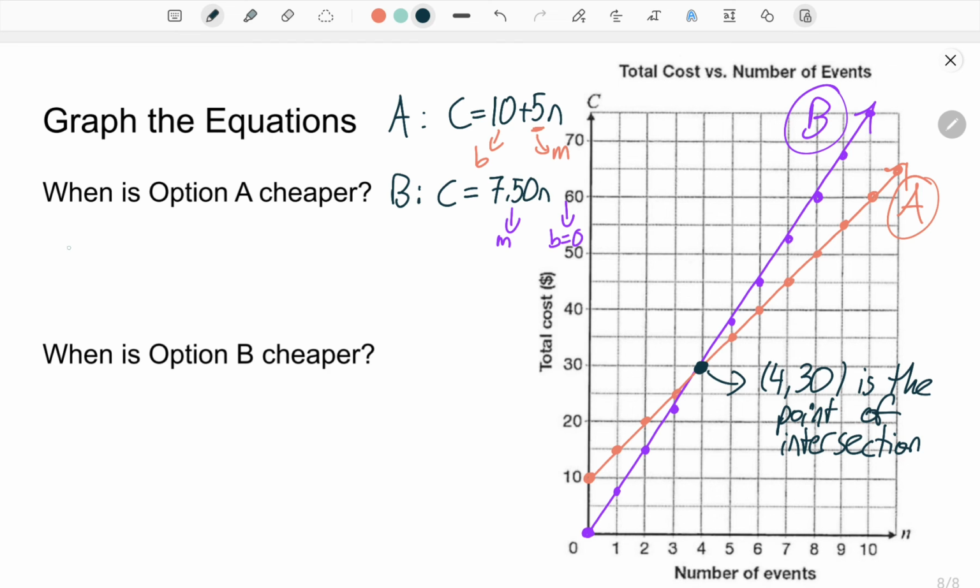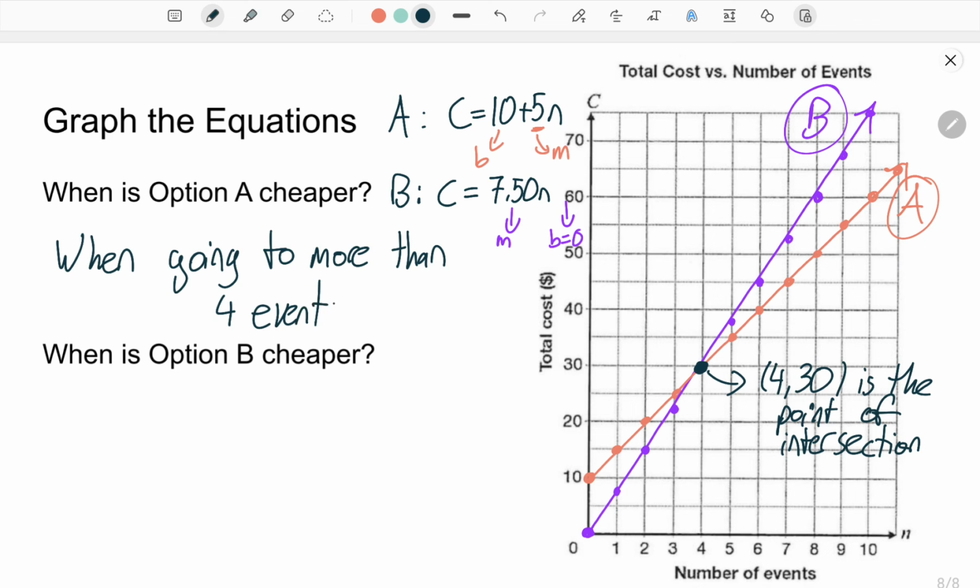And as you get further along, it's above option A. And so that means when going to more than 4 events, option A is cheaper. So A is cheaper here because it's below.